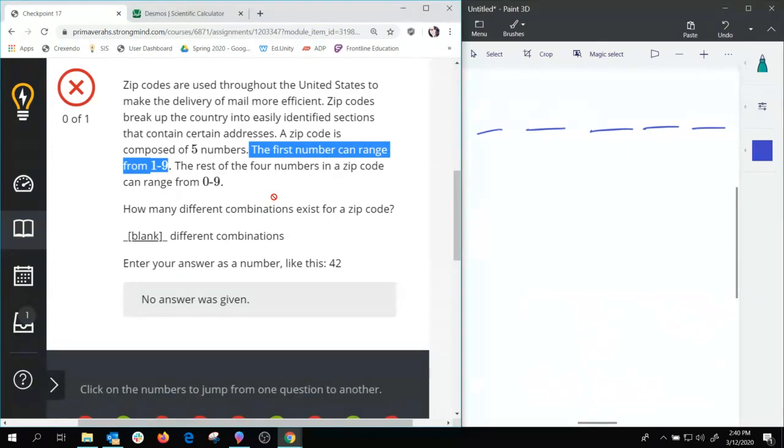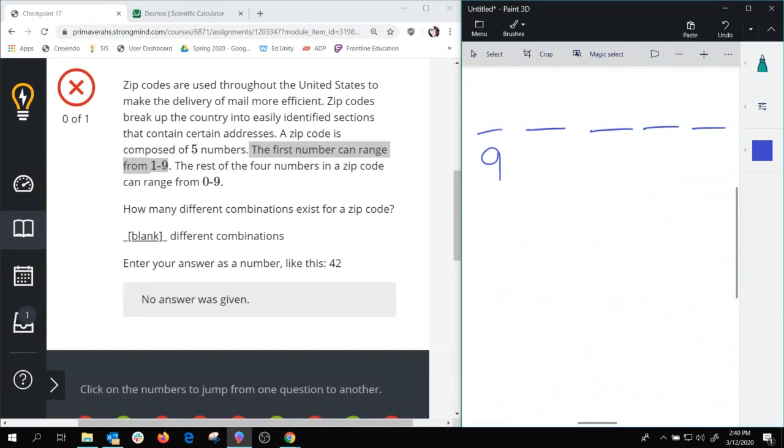Perfect. So I can pick 1, 2, 3, 4, 5, 6, 7, 8, or 9, right? Because it's 1 to 9. So if I were to count all of those, I would have a total of 9 different numbers I could pick from, right? Not 0, because the first one is only from 1 to 9. It's not including 0 yet.